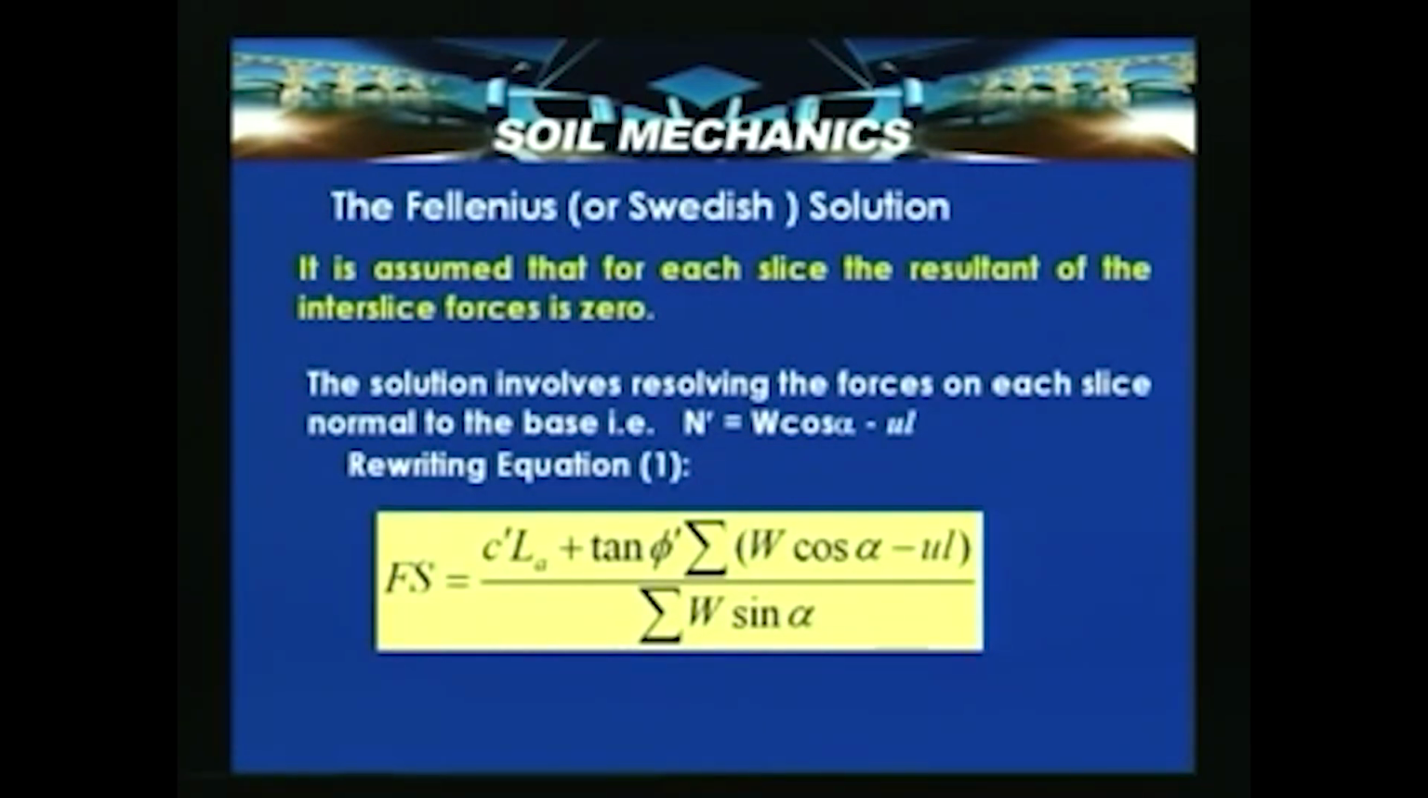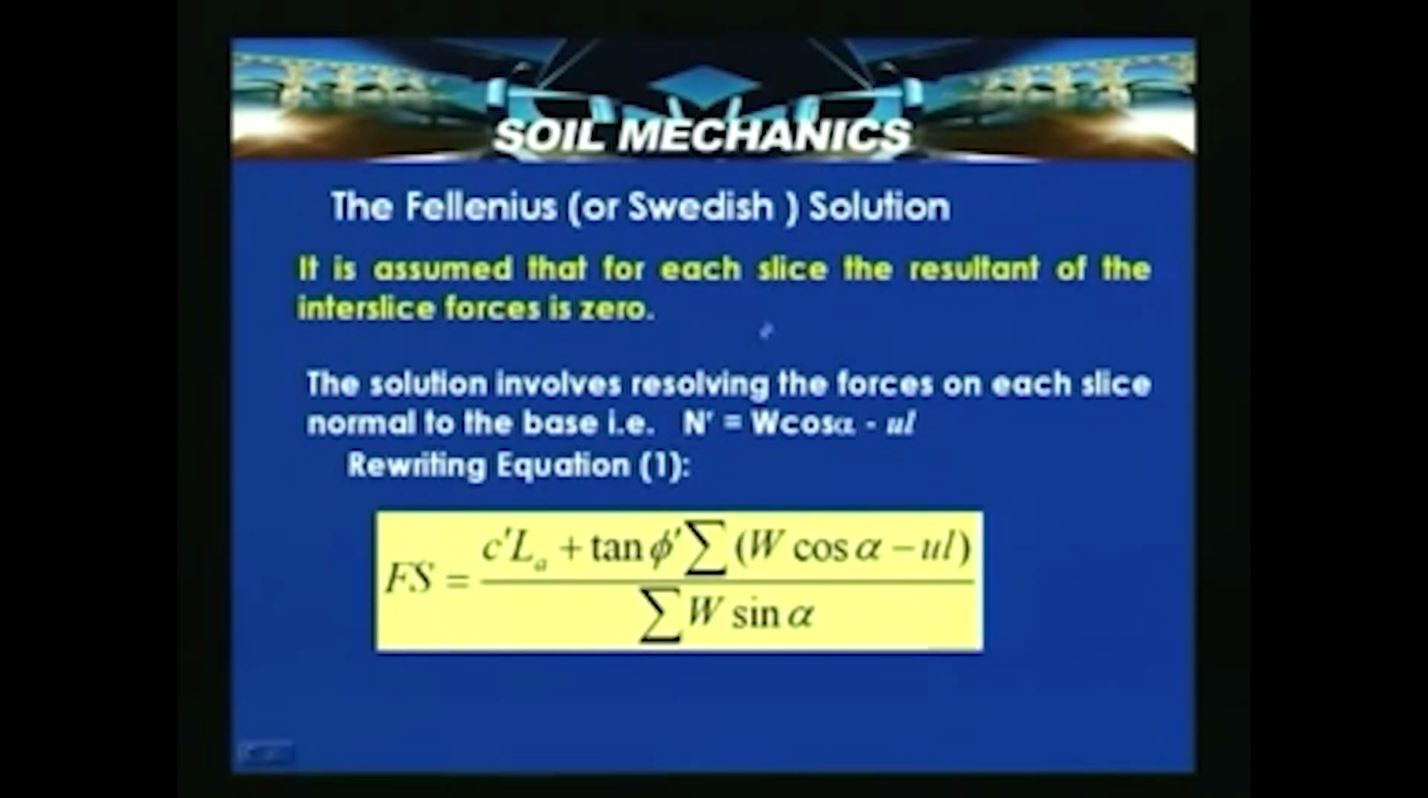Now, this method of slices is extended further by the Fellenius or Swedish solution. In this, it is assumed that for each slice the resultant of the interslice forces is 0. So, here what Fellenius assumed is that for each slice the resultant of the interslice forces is 0.